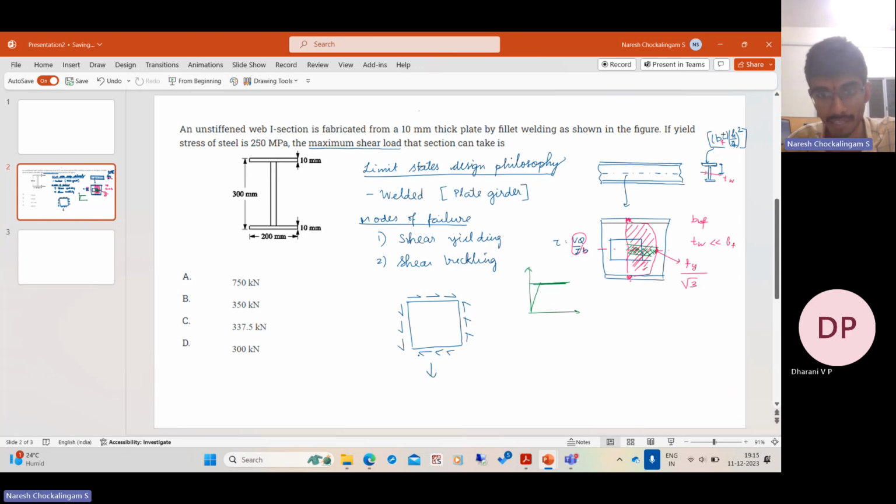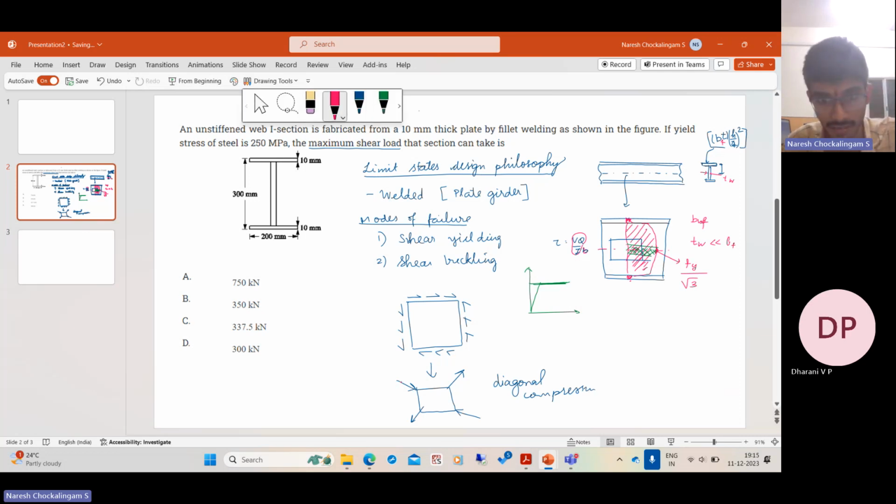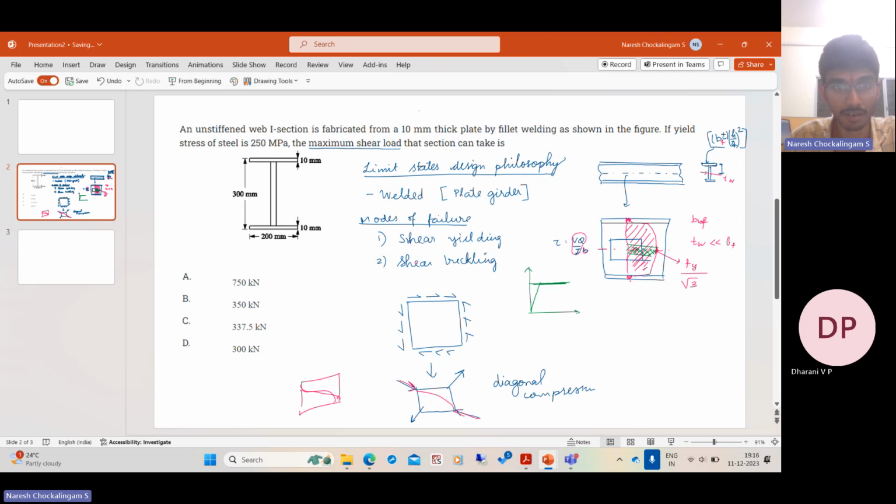Now, if you transform it to some other coordinate, what will it become? This panel is subjected to tension along these two directions and compression in this direction. So a panel under shear is under diagonal compression. Under the action of these compressive forces, this panel can buckle in its own plane. So it can take some shape like this, where it is bent out of the plane. So these two are the two modes of failure.